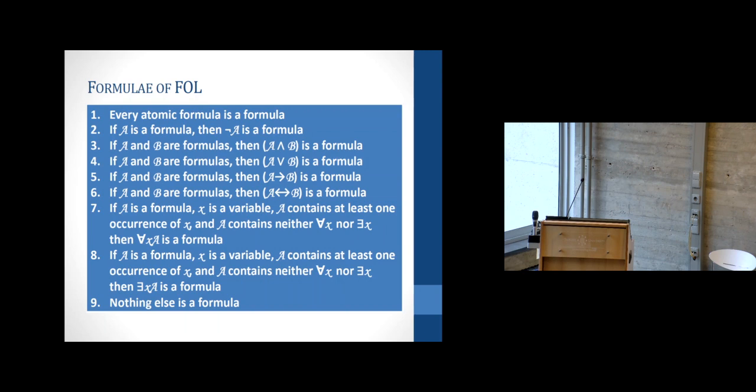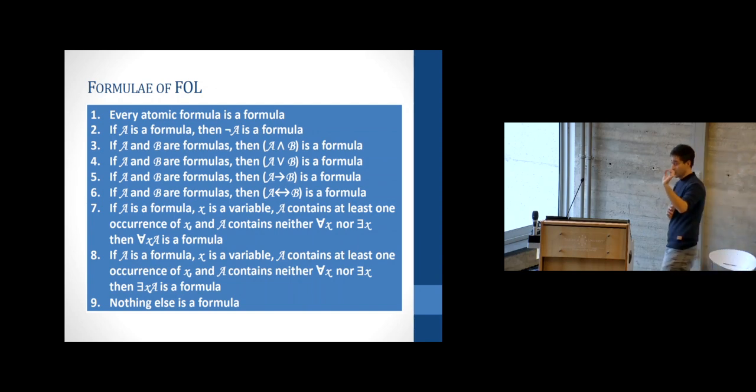Every atomic formula is a formula. That's easy. And then you have the connectives, right? If you have something which is a formula, you can put a negation in front of it, and it will also be a formula. If A and B are formulas, then you can combine them with conjunction, disjunction, conditional, or biconditional to get more formulas. Remember here we get the rules for the brackets. Once you apply one of these connectives, you add a bracket. Okay, that's important.